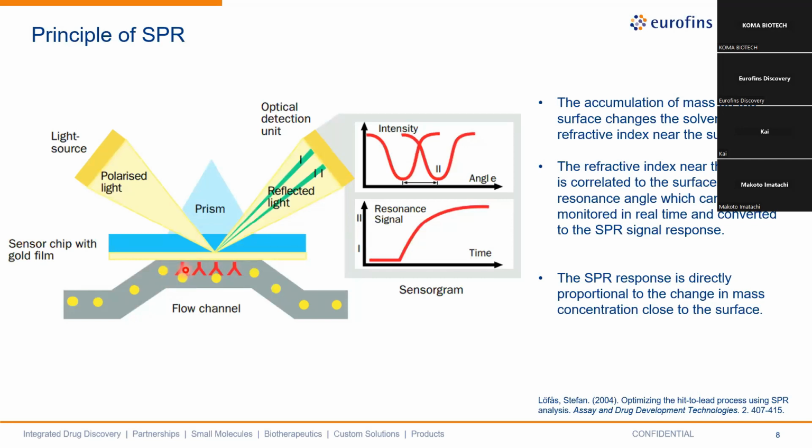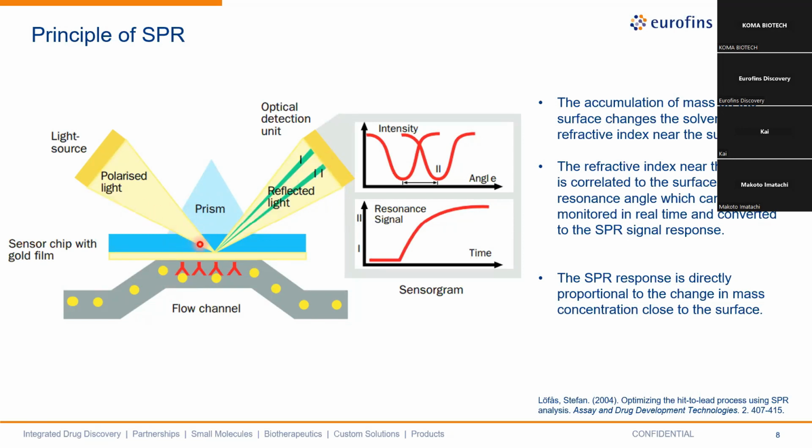When the mass on the surface increases, it will change the refractive index. On the back side of the chip, the SPR instrument has a light source that shoots polarized light, and then we measure the total reflection. In the total reflection, there will be absorption, right?